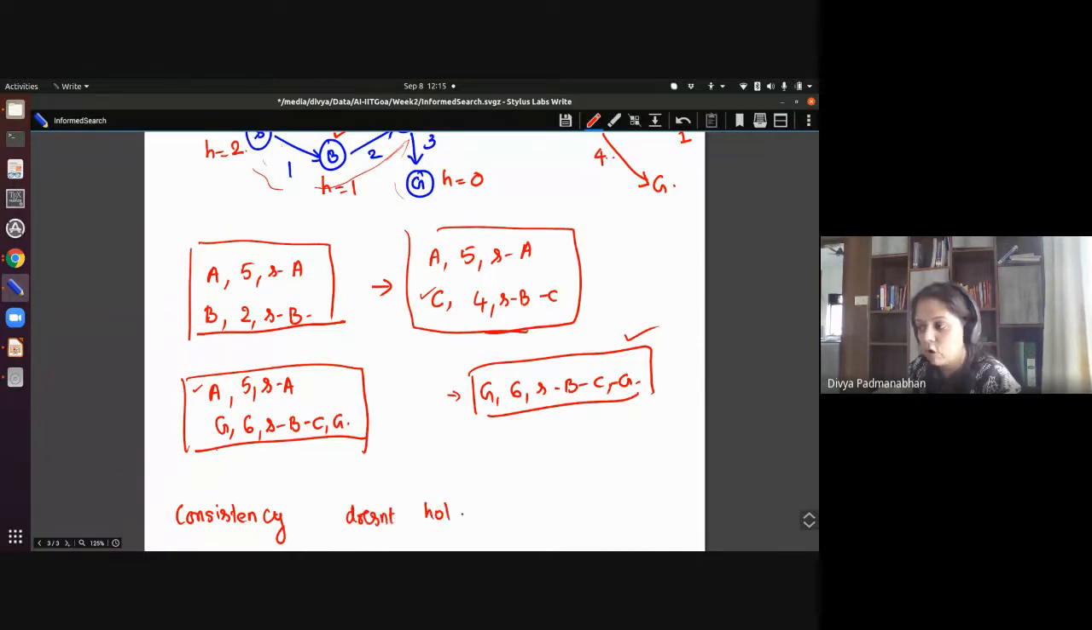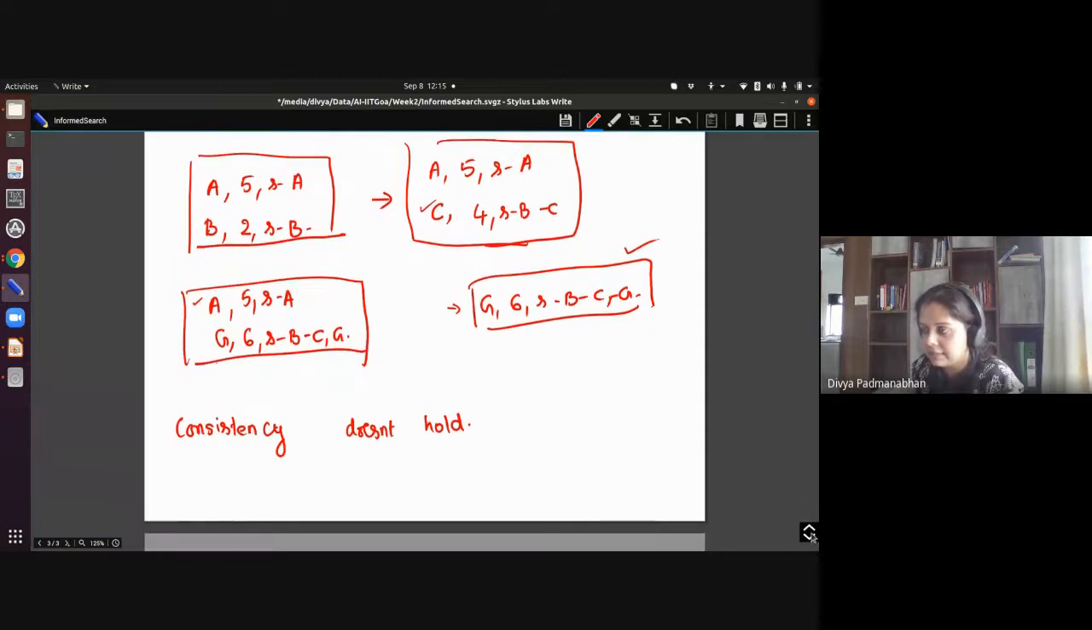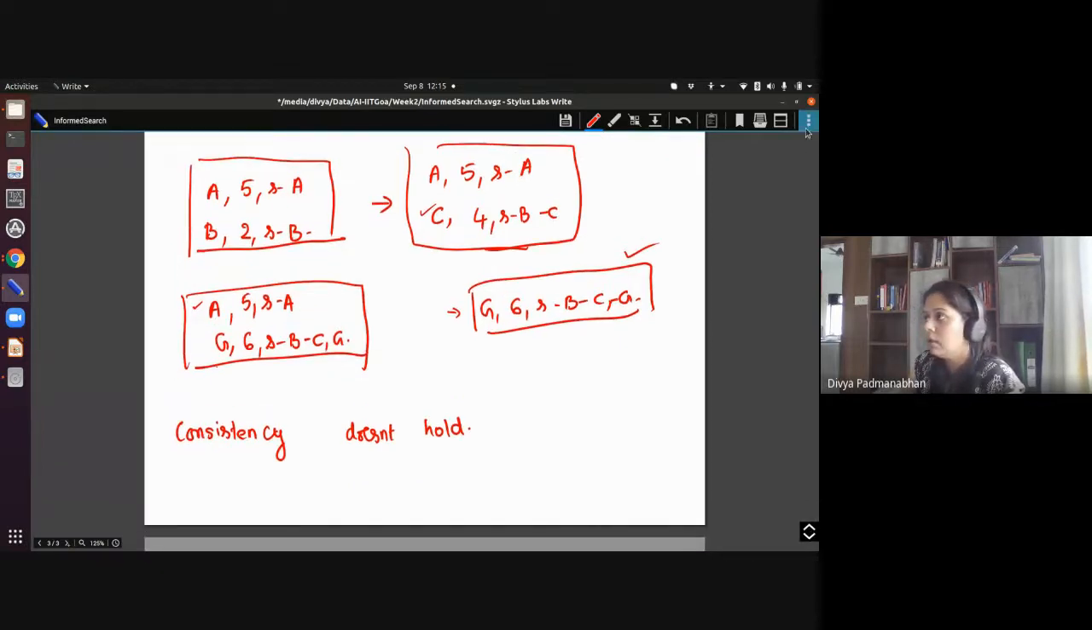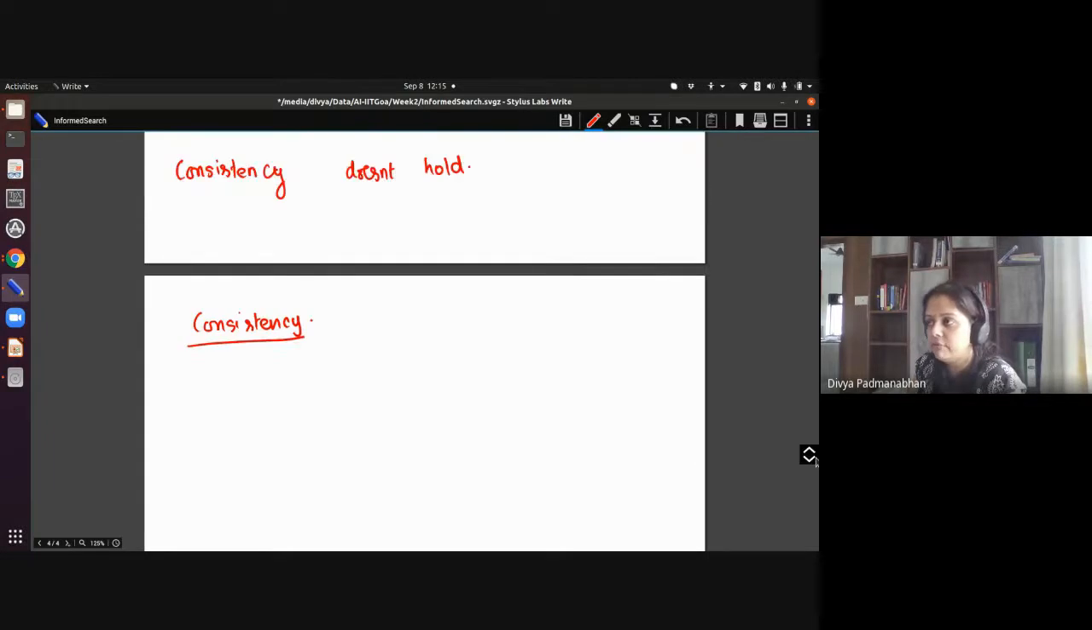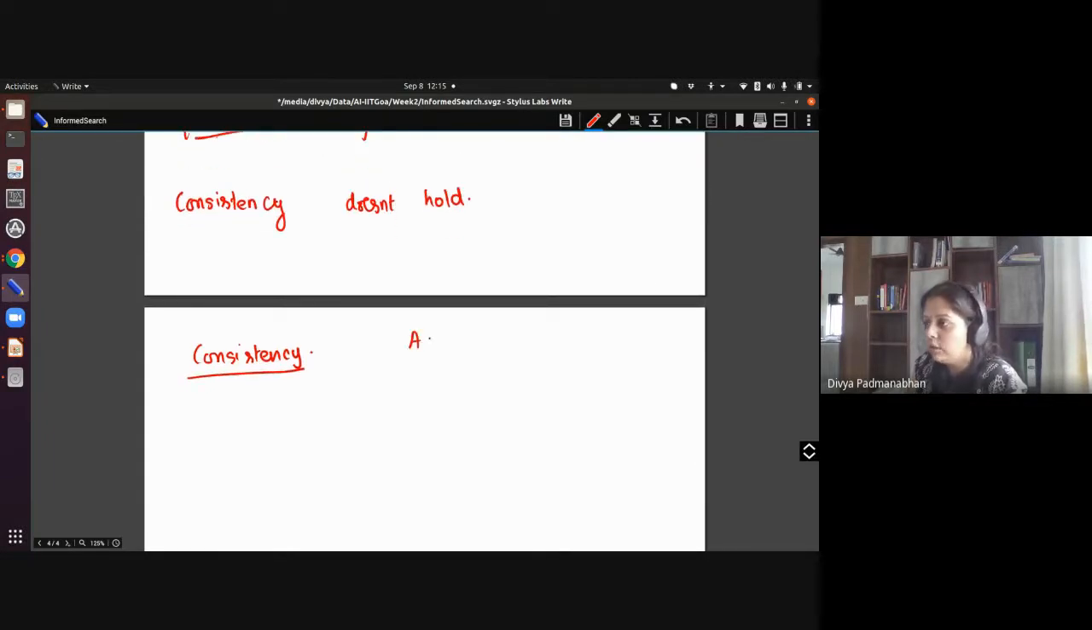Okay, so let's formally define what we mean by consistency. Consistency is something like the triangle inequality that you have seen earlier. If you have a node A and a state B, and you're getting to the goal, there are these two paths, right? The heuristic has to be consistent with itself. That's where the name consistency comes from.